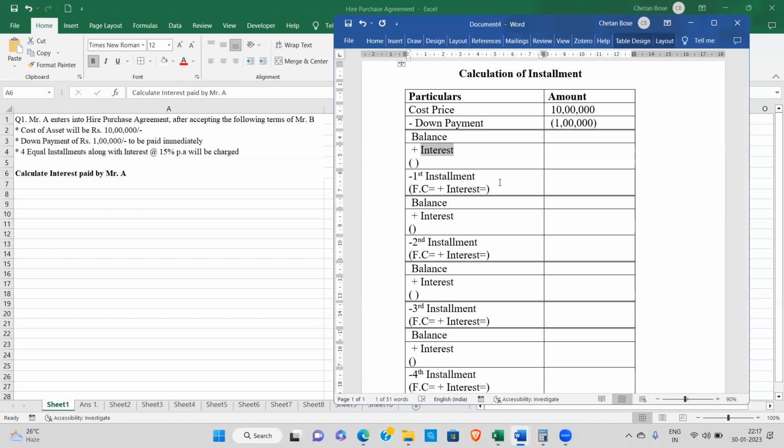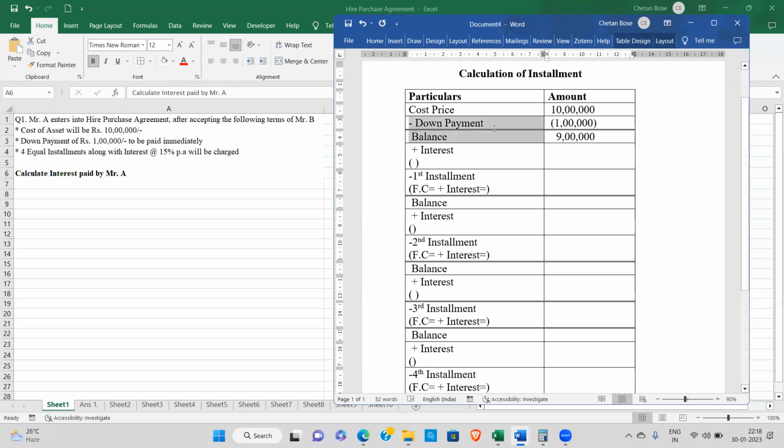Now, the next thing. The question is very simple. The asset is 10 lakh rupees. How much down payment did I make? A down payment of 1 lakh rupees has been made. So what is the balance amount? 10 lakh minus 1 lakh. Use your calculator and calculate. It would be 9 lakh rupees. Okay, so we got the balance amount, 9 lakh rupees.